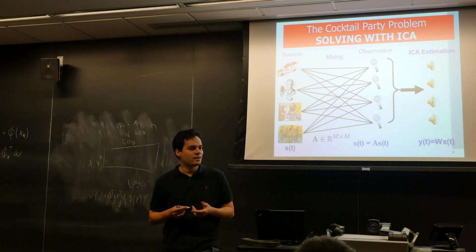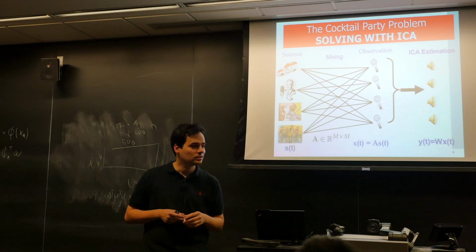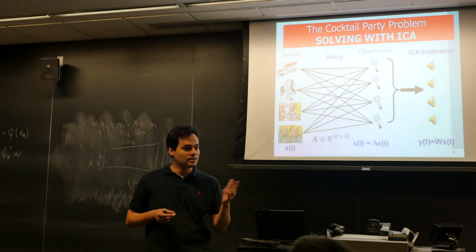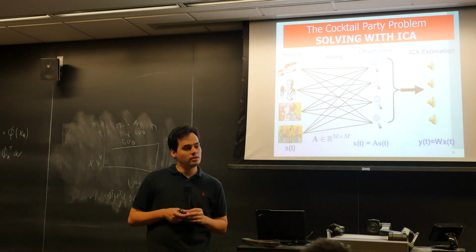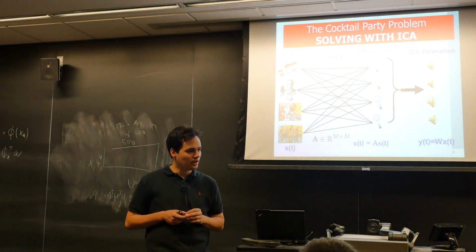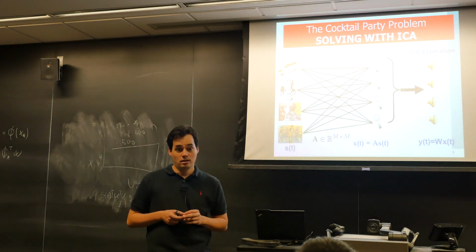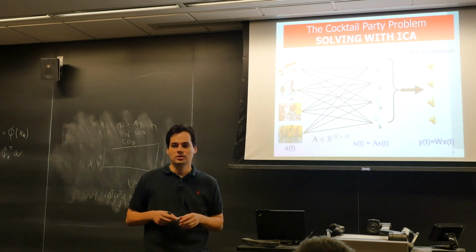So how else can I measure dependence other than covariance? Right, statistical independence. So let's estimate the mutual information between these guys. And let's try to minimize mutual information.